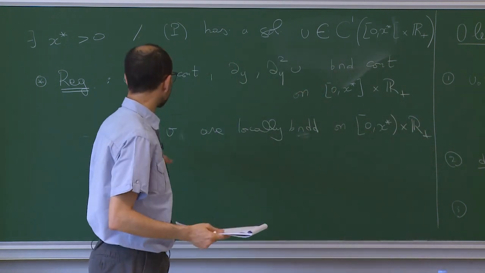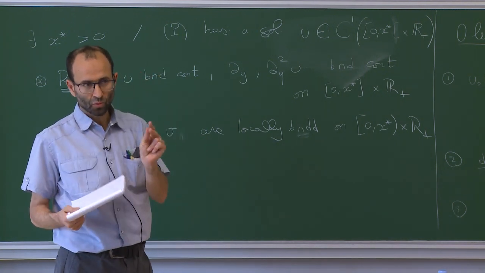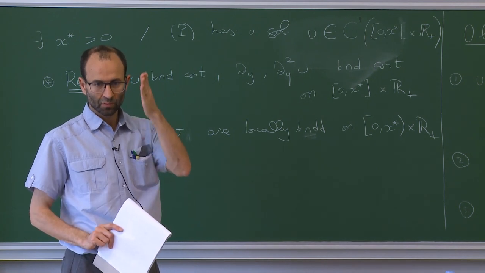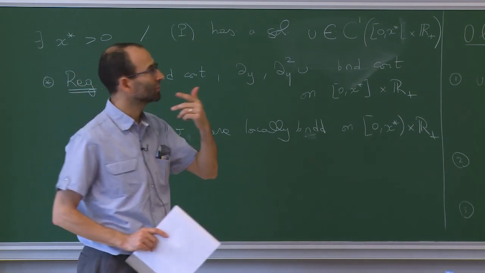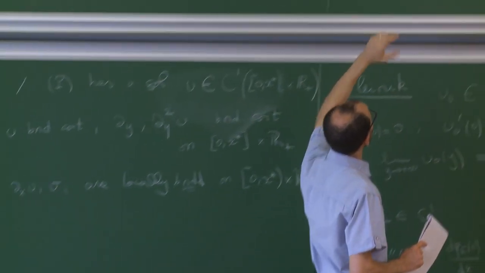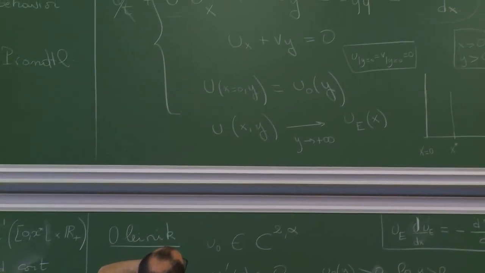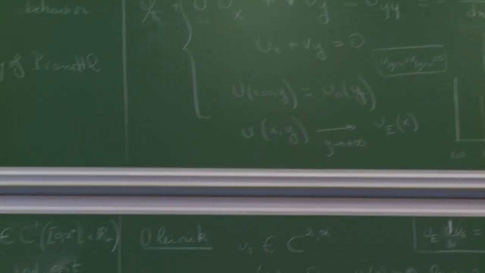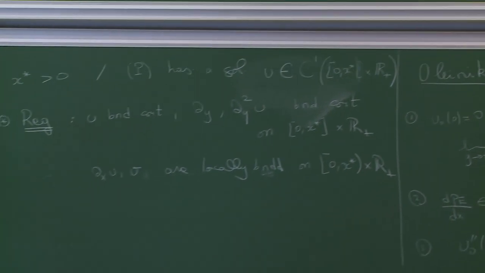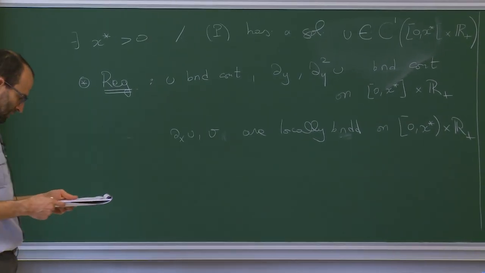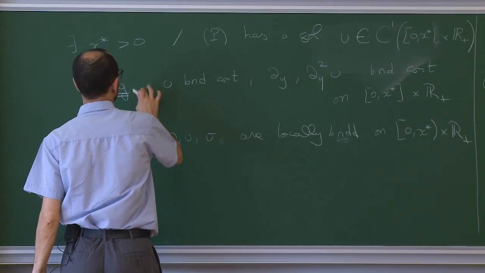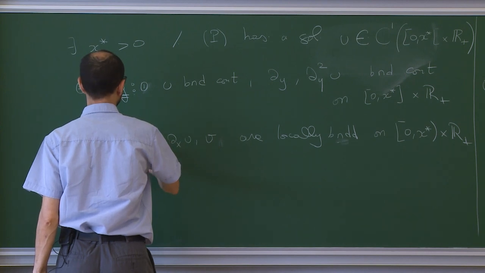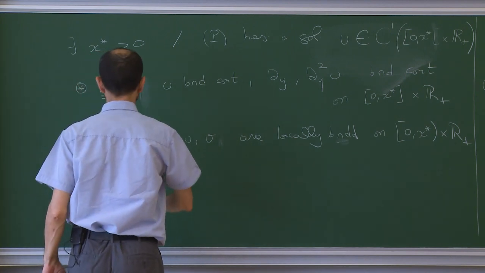Is more or less understood. I mean, the reason is that when you approach the separation, the separation will be the point x star, where u can touch zero in a sense, but then you lose control on this kind of derivatives. So this is some of the property that we have. Okay, now this is regularity.